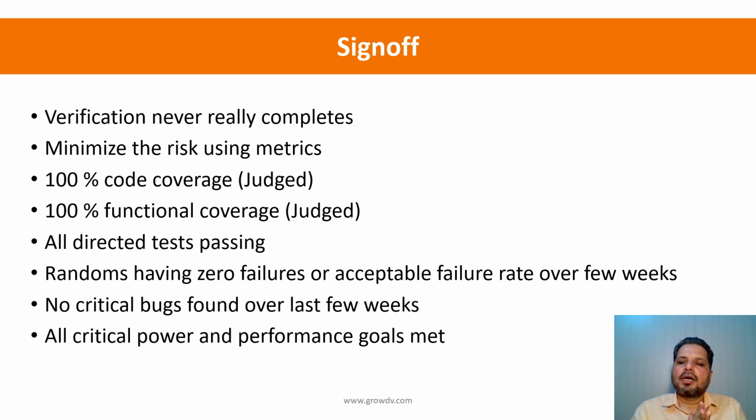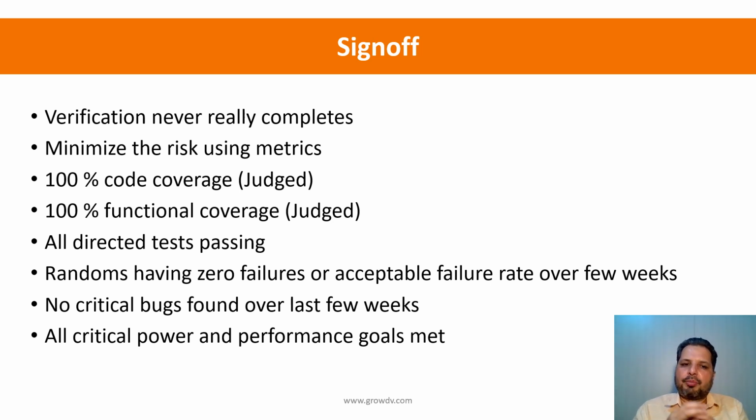Let's say all the failing tests are debugged, and then you have a good pass percentage, and then there comes a point when you have to say that the verification is done. But in reality, verification never really completes. So all that you are trying to do is minimize the risk of any chip that you are building. And the way you minimize the risk is you use a different set of metrics to help you figure out whether the verification has reached the level of maturity that we can tape out this particular chip, right?